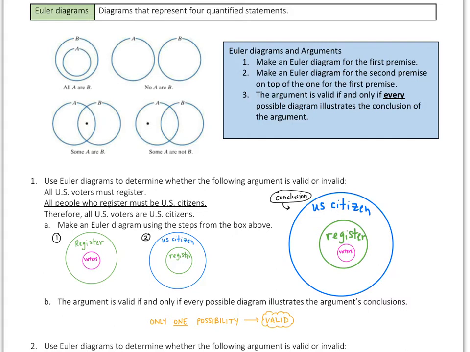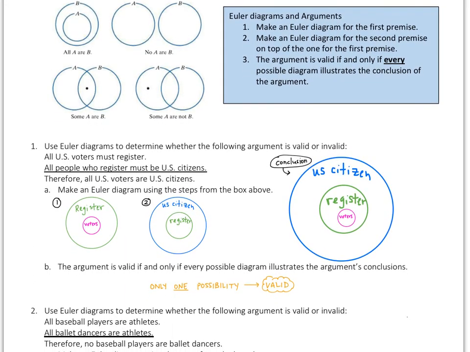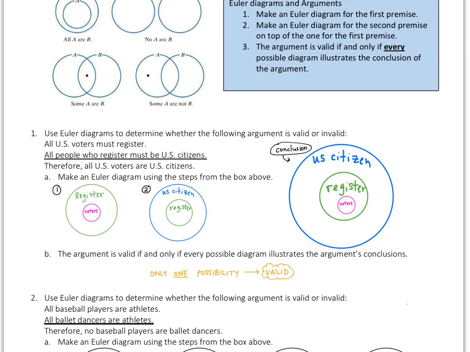All right, what I want you to do is take a look at this next example here, dealing with baseball players and ballet dancers and athletes. So what I want you to do is draw some Euler diagrams. First, draw an Euler diagram: all baseball players are athletes. Then draw an Euler diagram, or you can use the same one somehow: all ballet dancers are athletes. And then see if you can come up with a counterexample to the conclusion of, therefore, no baseball players are ballet dancers. All right, give it a try and see what you come up with.